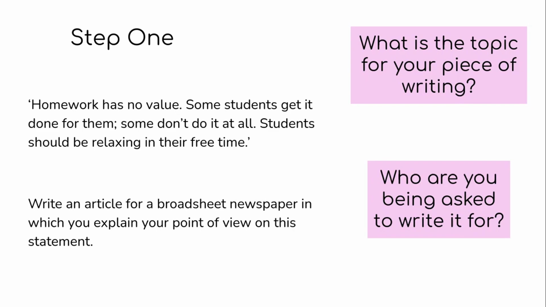Step two is, who are you being asked to write it for? Now, this is a very key part that is often done incorrectly, because if you were asked to write, as you are here, an article for a broadsheet newspaper, that means you have to adhere to a certain set of rules. It means that you cannot write using slang, you cannot write using informal speech, and specifically, you are writing it for an adult audience. So that means that you shouldn't be speaking as though you would be to a fellow student. You should be speaking as though you are talking to an adult.